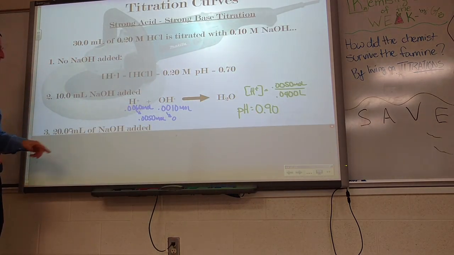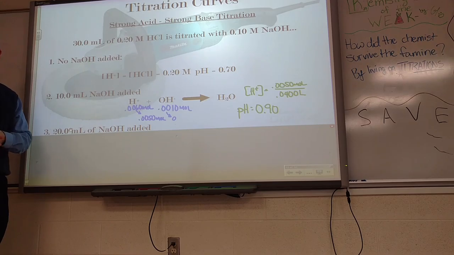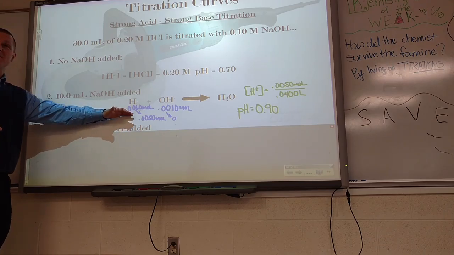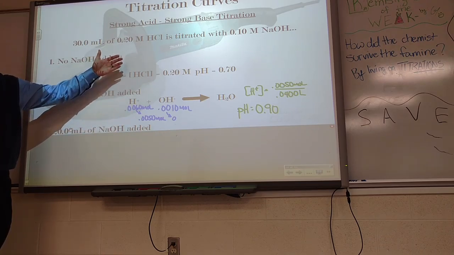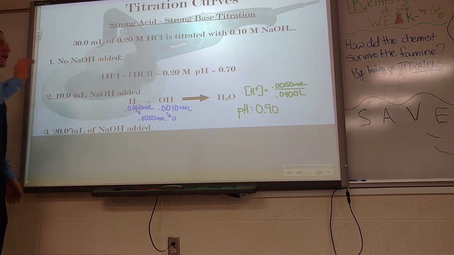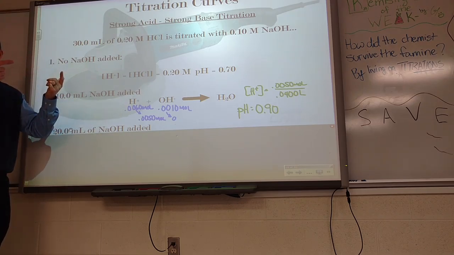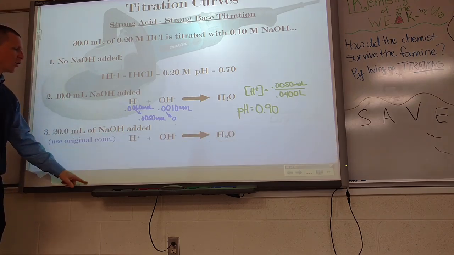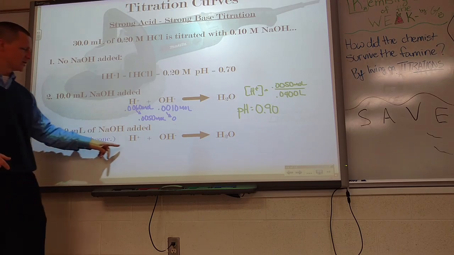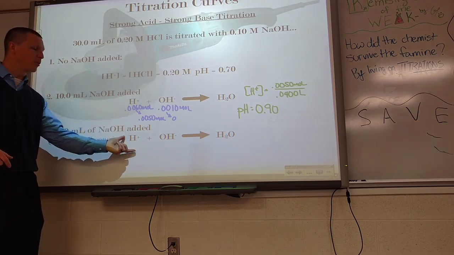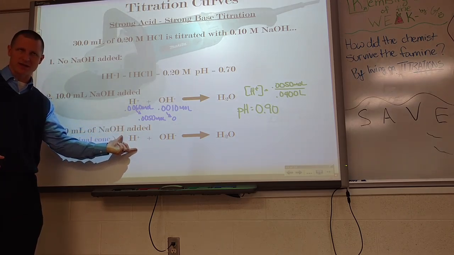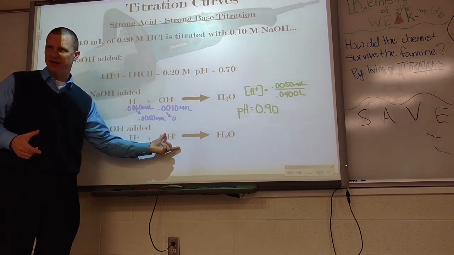We go on now to the next data point, where 20 milliliters have been added. This will bring up a question: do you start this data point from the end of this one, or from the beginning? The answer is, for all these data points, start from the beginning. Use the original concentration. At the beginning, we had 0.006 moles of H+, write that down. And then how many total moles of OH have now been added?